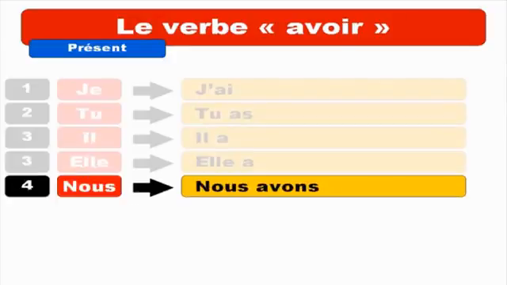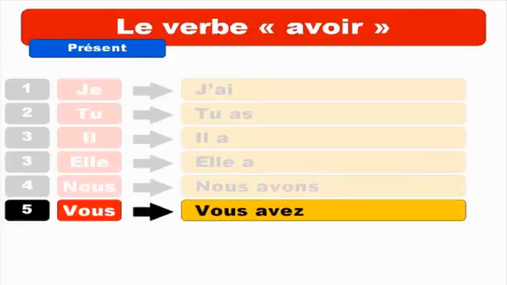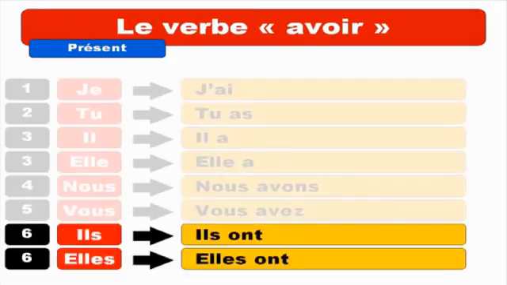Then come the form for nous. Nous avons. So you can notice that there is a small link between this S and A. That's what we call la liaison. So you get to put this small link. So it's like Z. Nous avons. Repeat. Nous avons. And then for vous, same thing. Vous avez. Repeat. Vous avez. Okay. And last but not least, ils, masculine form.